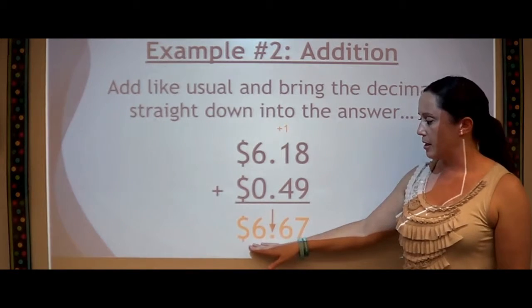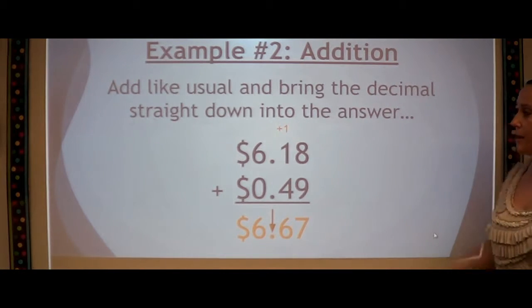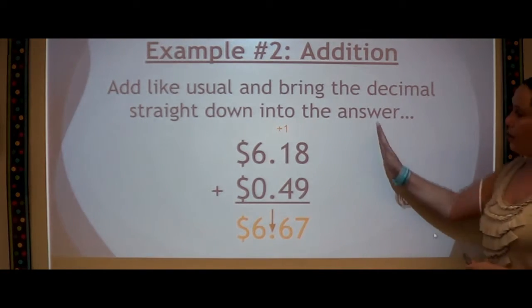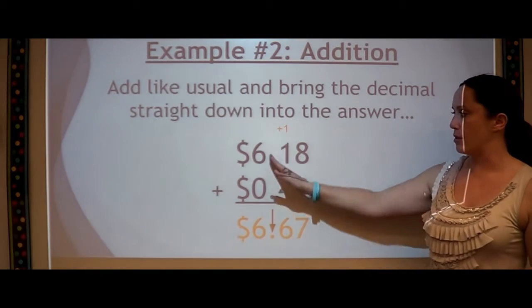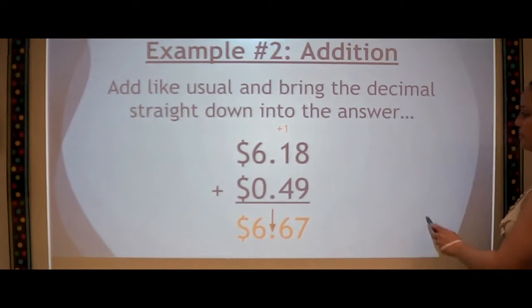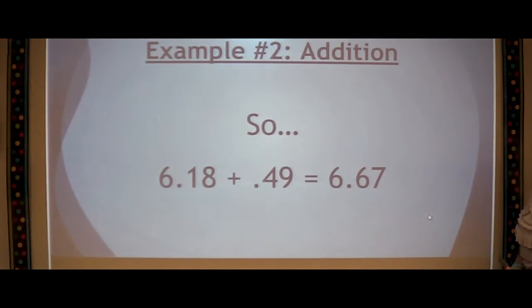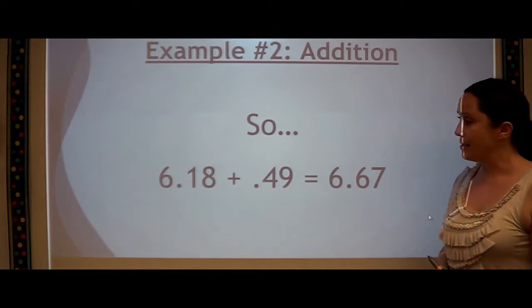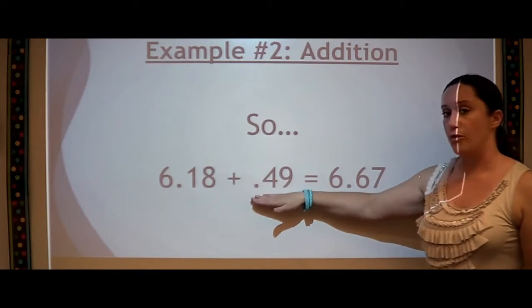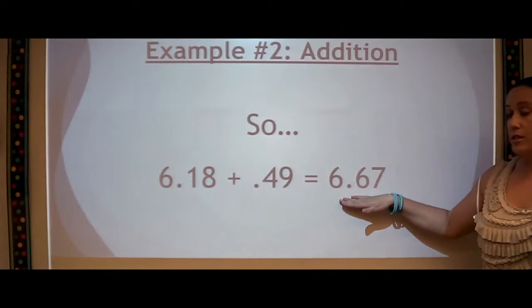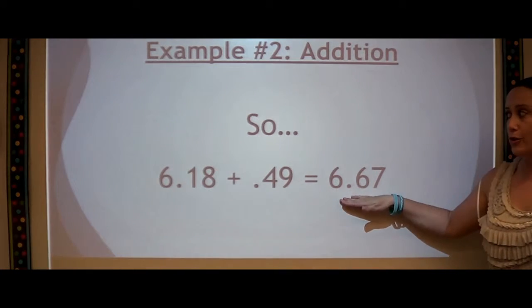So we end up with $6.67. Don't forget to bring down that decimal exactly where it is, as long as those decimals are lined up correctly. So once we remove those dollar signs, we have 6 and 18 hundredths plus 49 hundredths equals 6 and 67 hundredths.